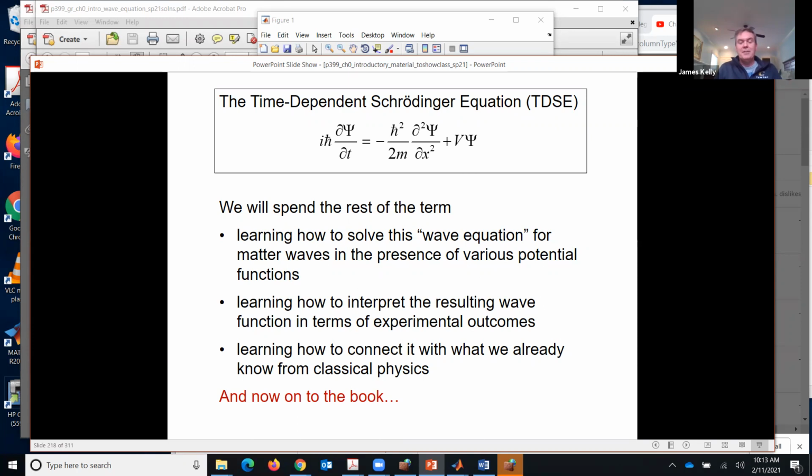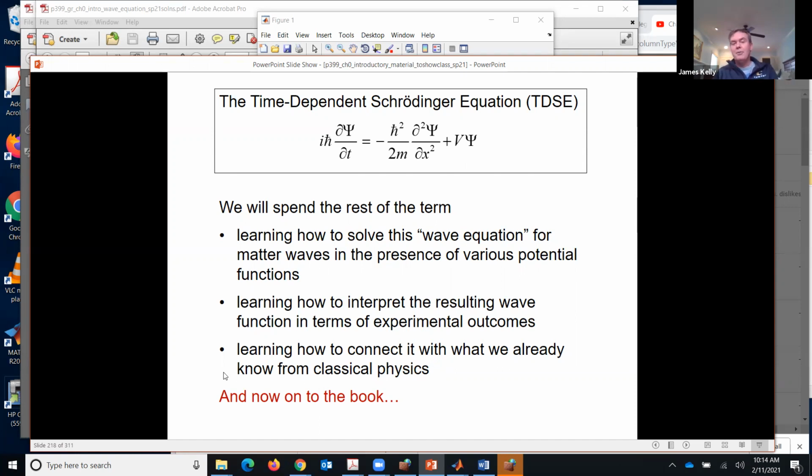Okay, we also have to learn how to interpret wave functions in terms of experimental outcomes. You know this from modern physics, that just because you know the shape of a wave, what does that mean in terms of the outcome of an experiment? That means that you have to take the magnitude squared of that psi and interpret that magnitude of psi squared as a probability density function. So we're going to keep doing the same thing in this course.